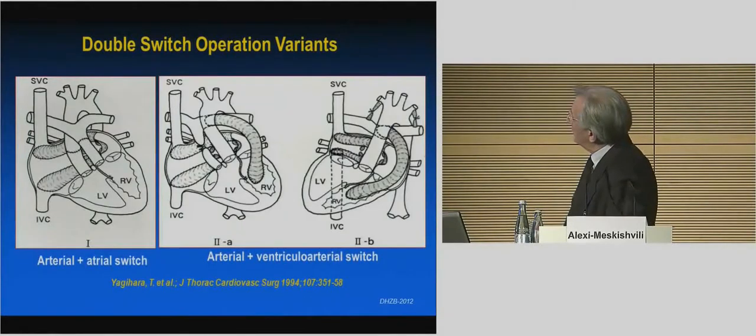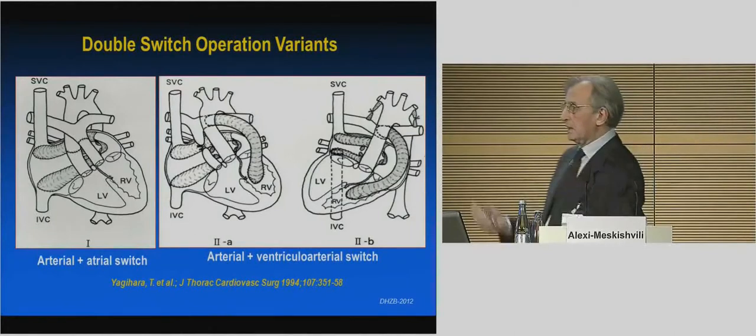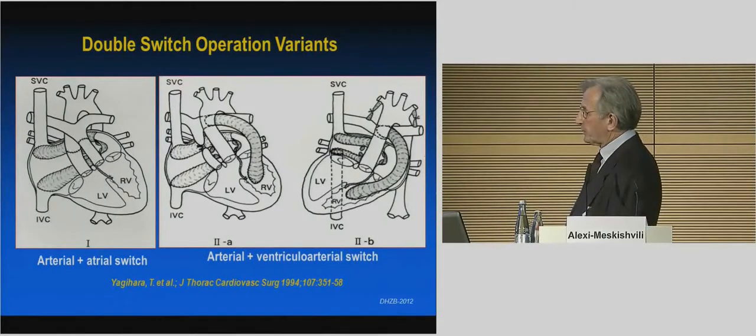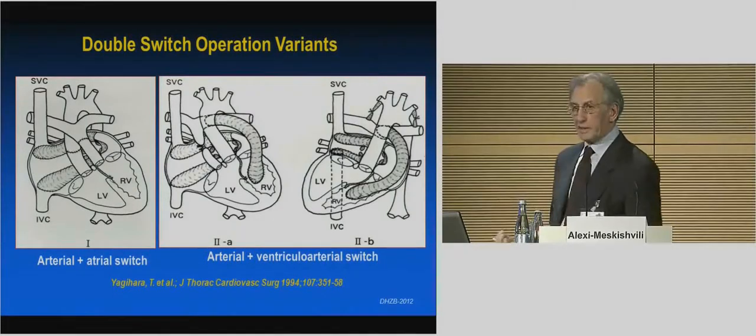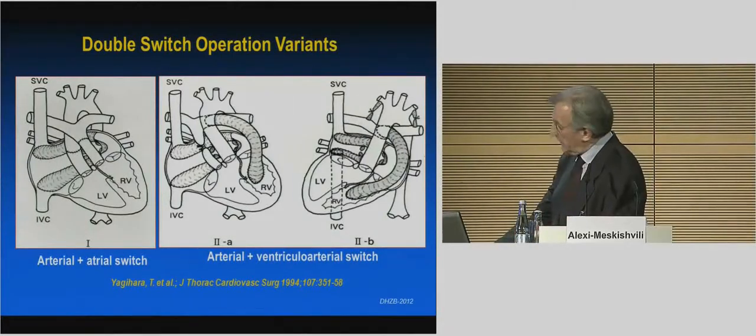Also, these are variants of the double switch operation. You see, it's a very complicated operation. It is very simple in a patient with a VSD, high pulmonary pressure and corrected transposition, but in a patient with pulmonary stenosis and dextrocardia it is quite complicated and includes parts of different operations: the Rastelli operation, the atrial switch operation, and the arterial switch operation. Because it is so complicated, it accumulates all the possible problems of these 3 operations later on.